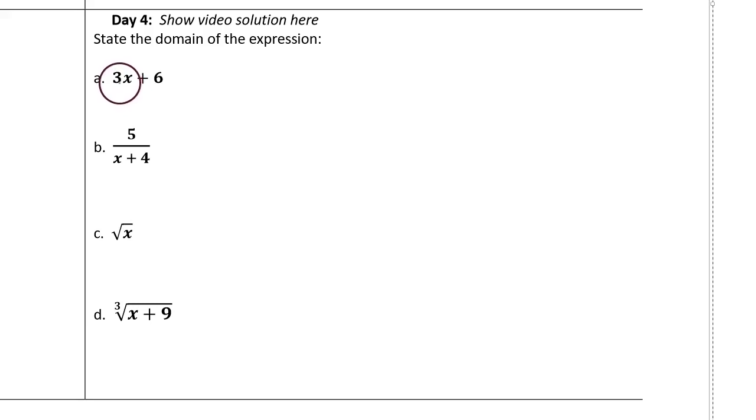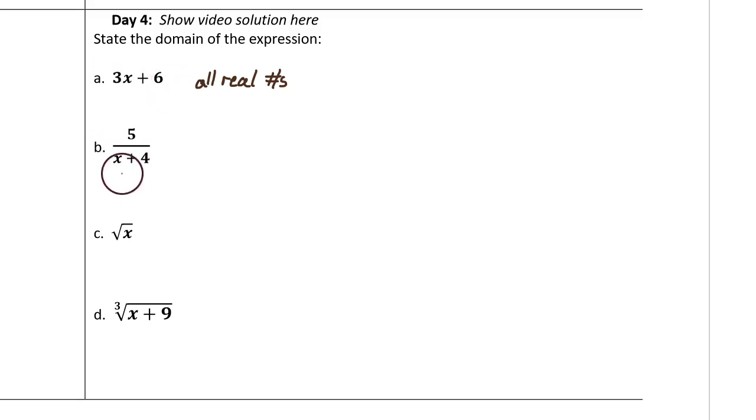So this rule is 3 times a number x plus 6. What are all numbers that could be used to replace x? What are all the numbers that you can times by 3 and add 6 to them? And that is all real numbers. Any real number can be multiplied by 3, and then you can add 6 to that result.